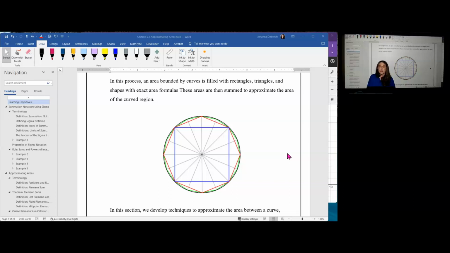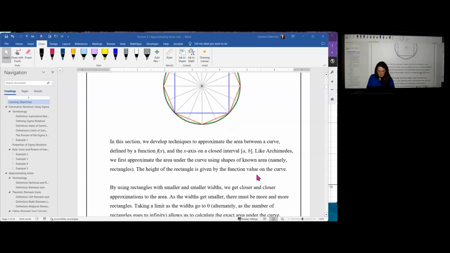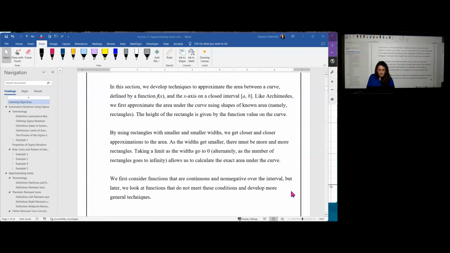In this section, we're going to develop some better techniques to approximate the area between a curve defined by a function f of x and the independent axis, which is usually the x-axis for us, but over a closed and bounded interval on the x-axis from x equal a to x equal b. Like Archimedes, we're also going to approximate the area using known shapes for which we can calculate the area directly.